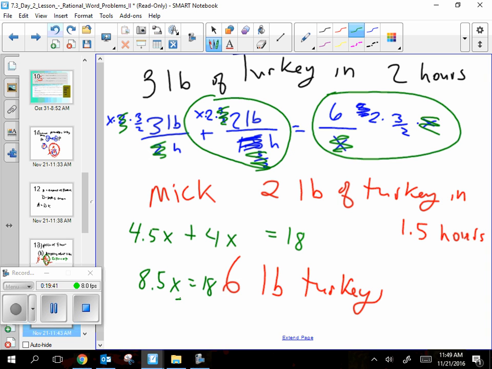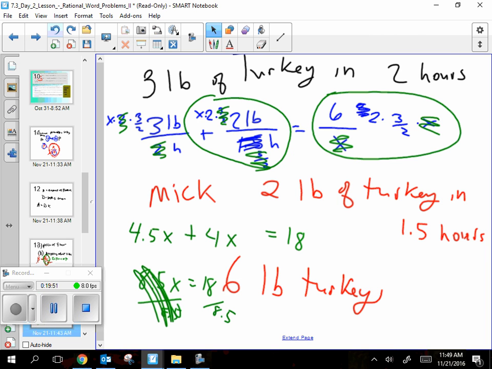Divide by 8.5. And you have 18 over 8.5, approximately 18 over 9, which is approximately 2 hours. But the denominator is a little smaller than that, which means it's a little more than 2 hours. I got an answer of a little more than 2 hours, so I'm doing it right. Questions on that?